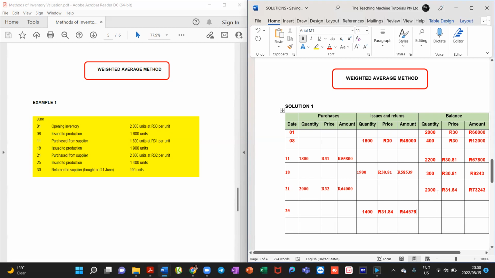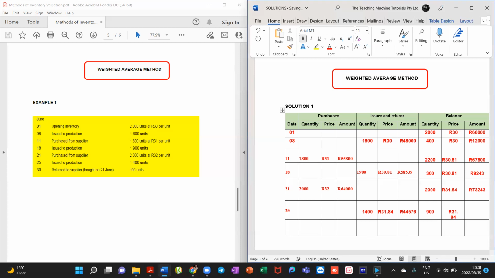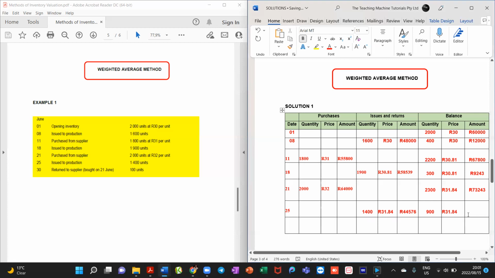So we had 2.3. We issued 1.4. What should be the remainder? 2.3 minus 1.4 is 900. We are left with 900, and the price is still the same, 31.84. How much is 900 times 31.84? 28,656.